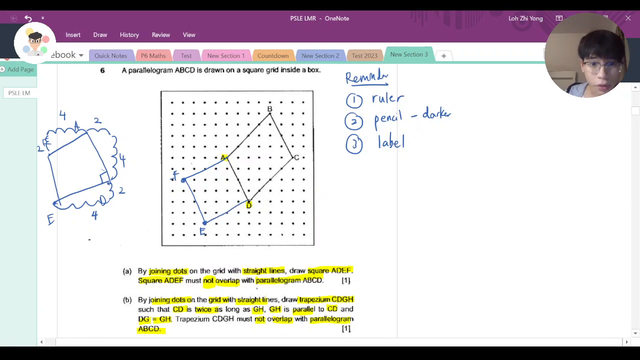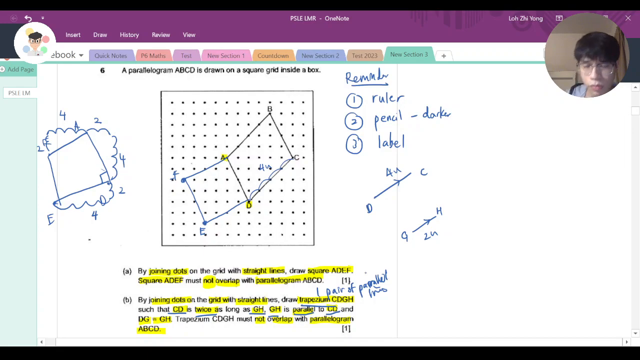Here, CD is twice as long as GH. You can see that CD is 1, 2, 3, 4, basically 4 units. Correct? So let me draw here, D here, C. Here is 4 units. So I know that GH is probably 2 units. Makes sense, right? 4 units, there will be 2. And next part, GH is parallel to CD. So here is G, here is H, 2 units. And it's parallel. Again, it's a trapezium, so only one pair of parallel lines.